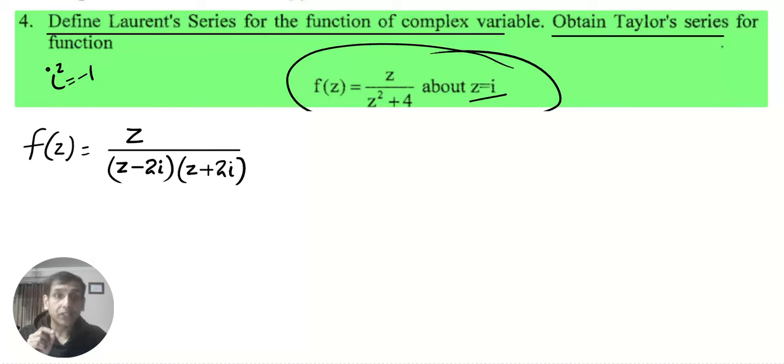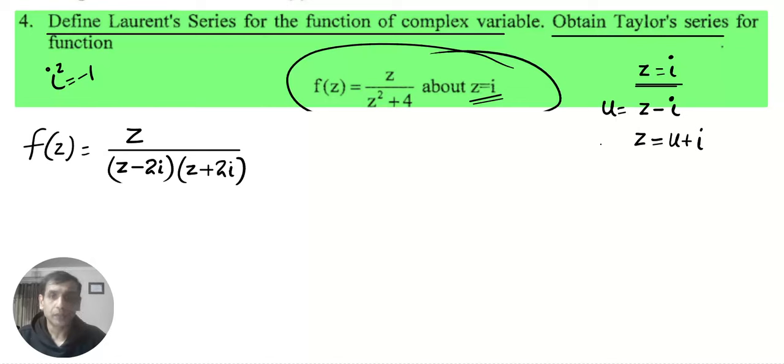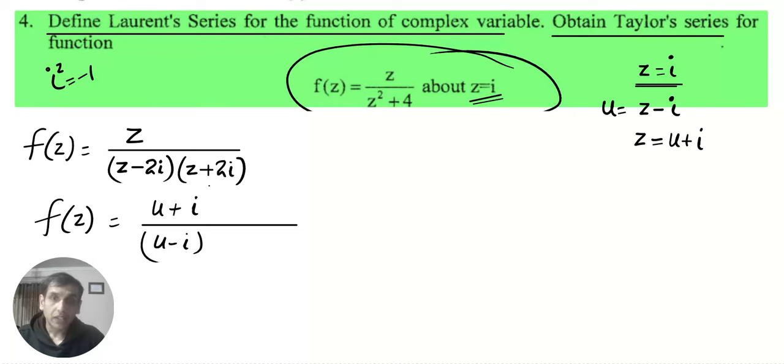Since it is Taylor, I'm not going to use the method that I learned in the last video. I don't want to differentiate again and again. What will I do? I will look at the point at which I have to expand, take all the things to the left hand side and call it u, and write z in terms of u and plug it back. I'm going to get u plus i minus 2i, that will be u minus i, and u plus i plus 2i, that will be u plus 3i.